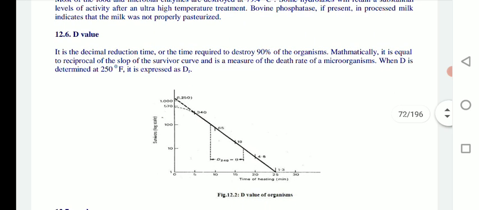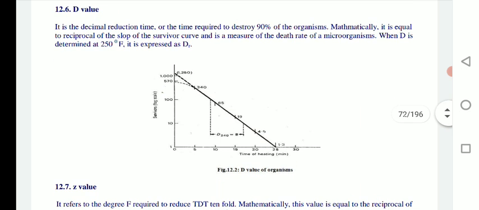Then this is again an important topic, that is D value. So it is the decimal reduction time. Okay, so what is this? It is the decimal reduction time, or the time required to destroy 90% of the organism. So what is meant by D value? Simply, it is the time that is required to destroy 90% of the organism. Means at this value almost 90% of the population gets reduced, and it is denoted by the symbol D.